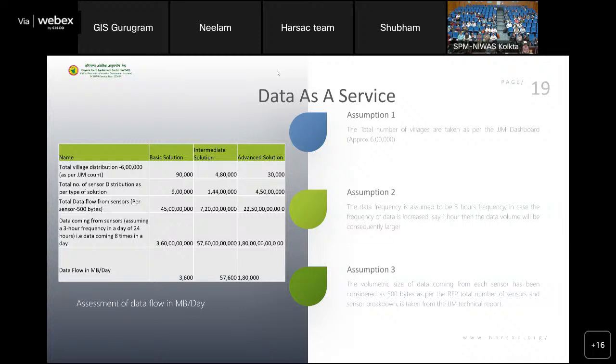Based on that, we understand that on a daily basis, if this is completely implemented, the data flow in a basic solution would be around 3,600 MB per day. In an intermediate solution, it would be 57,600, and in an advanced solution, it would be 1,80,000. If any further details are required on this, we will be more than happy to share. In coming slides, I will share the details on how you can contact us.